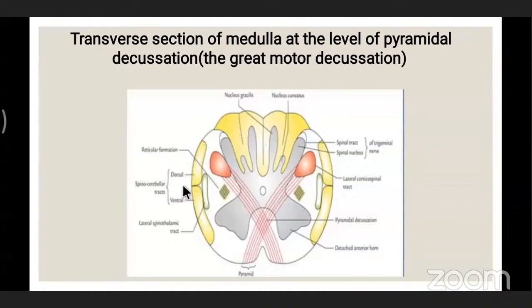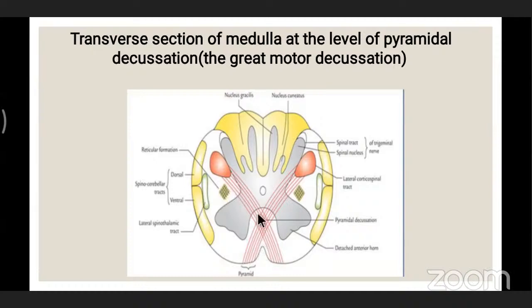Spinocerebellar tracts are again ascending tracts, and they give kinesthetic sense. Lateral spinothalamic tract, they carry the pain and temperature sensation from the skin from the spinal cord to the thalamus. Reticular formation. Reticular formation is an ill-defined meshwork. You will find this reticular formation in the entire length of brainstem. It is a diffuse system of nerve fibers and nerve nuclei that control the consciousness.